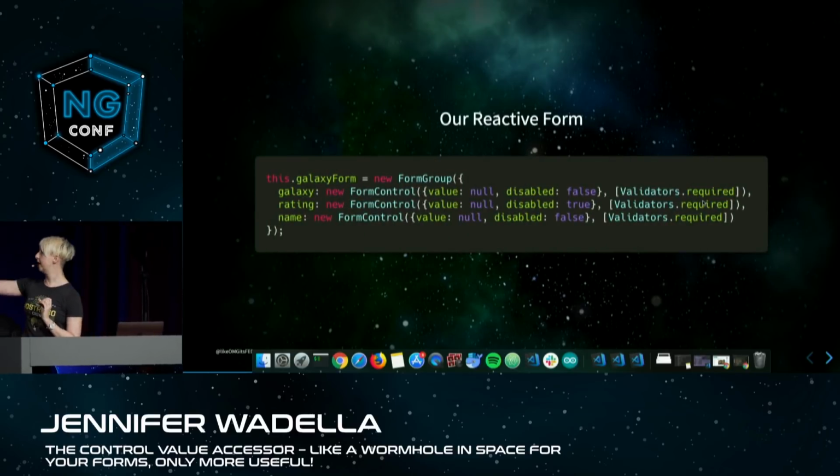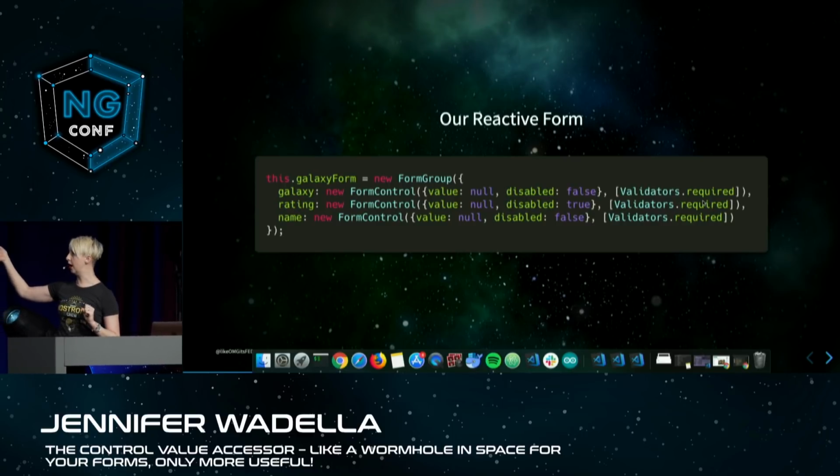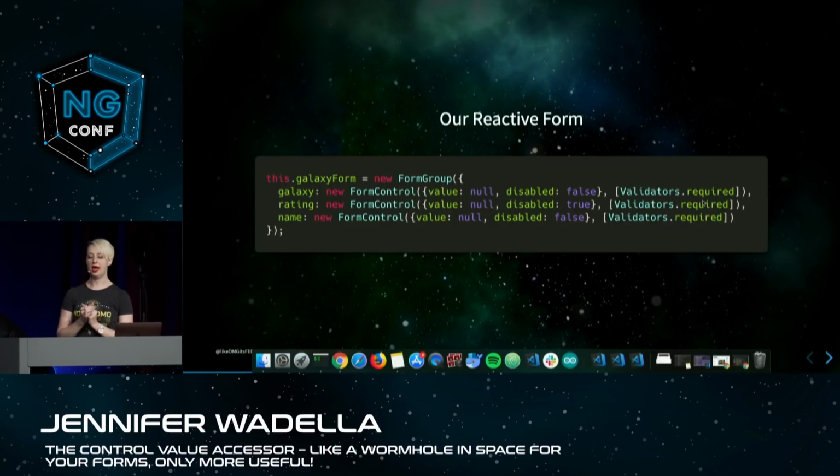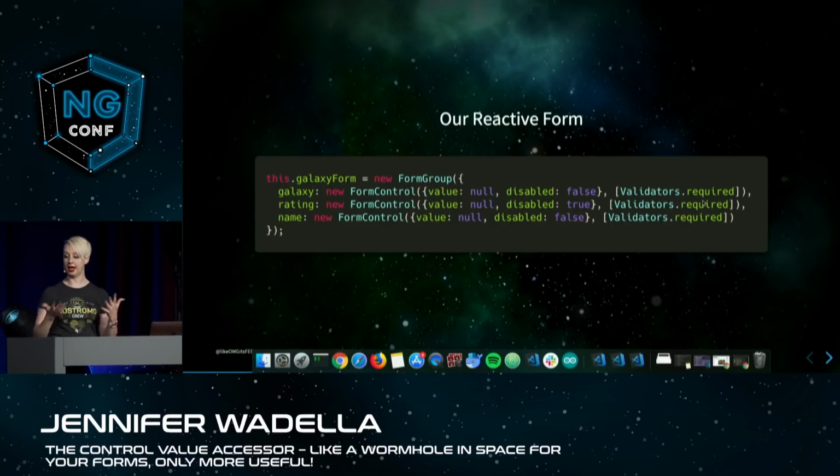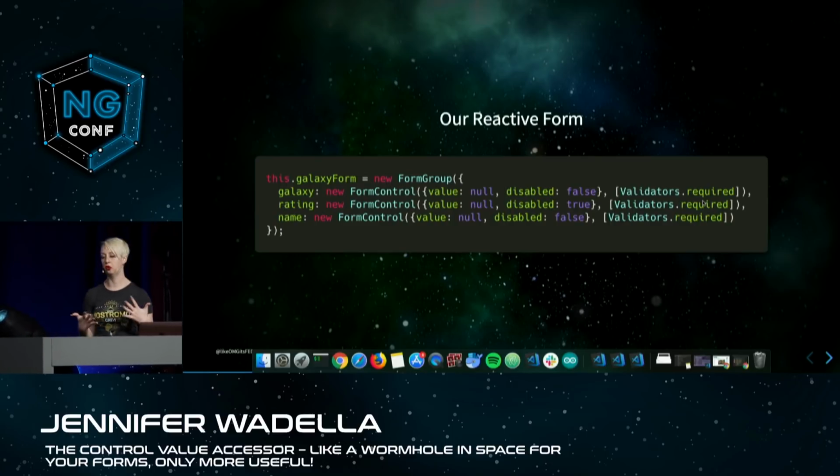So when we look at creating our reactive form for our sample application, this is what that's going to look like. We're going to have a main form group, and then we just have 3 different form controls: our galaxy form control, our rating form control, and our name form control. A couple things we care about is we want our rating form control to be disabled by default.